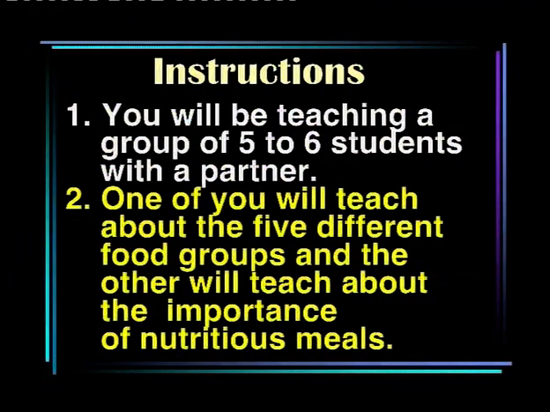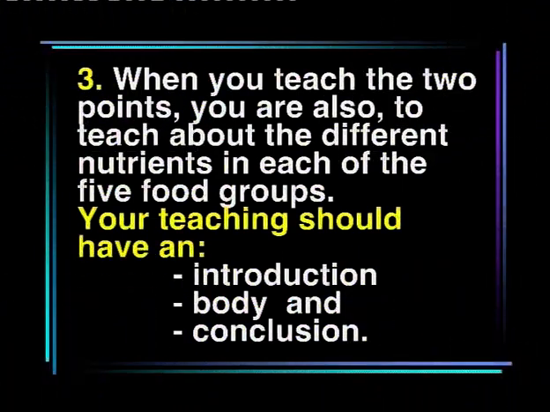Instructions. Now, you will be teaching a group of 5 to 6 students with a partner. One of you will teach about the 5 different food groups, and the other will teach about the importance of nutritious meals. When you teach the 2 points, you are also to teach about the different nutrients in each of the 5 food groups. And remember, when you teach your friends, you have to have an introduction, body, and conclusion. So be aware of how you should teach your friends when you go out for your peer teaching.